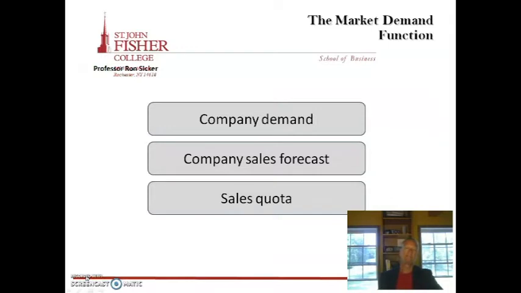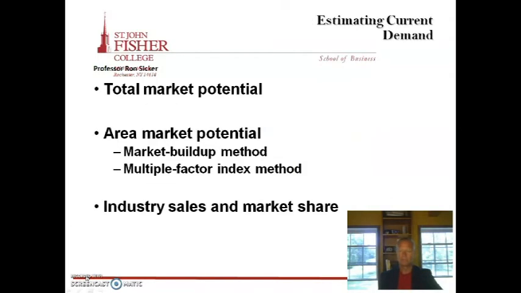So the reason that we have a market demand is for the company demand. The sales forecast, you've got to make sure that you're forecasting for your sales force and also making sure that you have an appropriate quota for your sales force. All those things are very important when it comes to the market demand. So again, we talked about total market potential. What is the potential? How many people could use the product? What is your target market? And then what is your area market potential? And then take a look at the industry sales and industry market share. What is your market share?